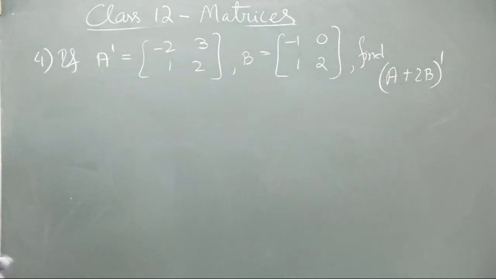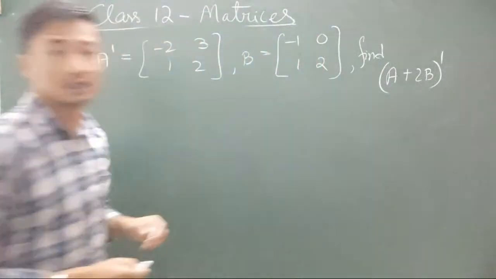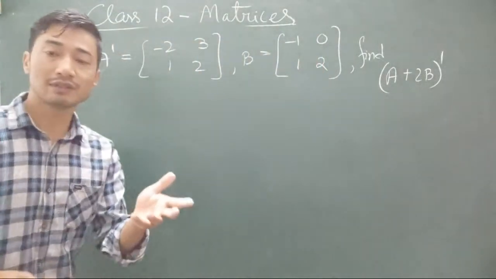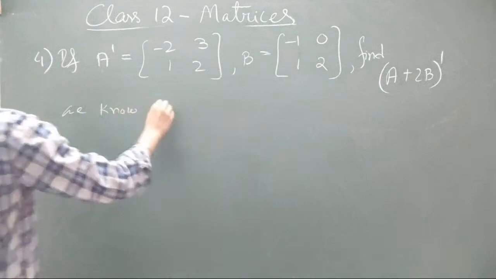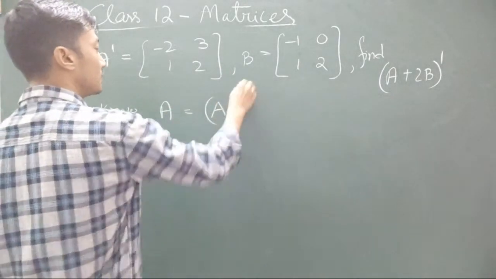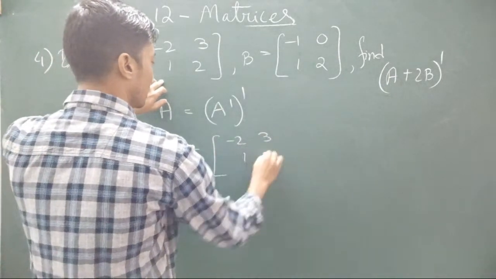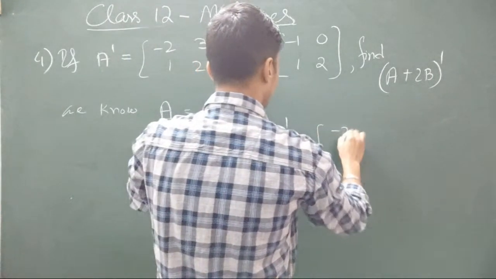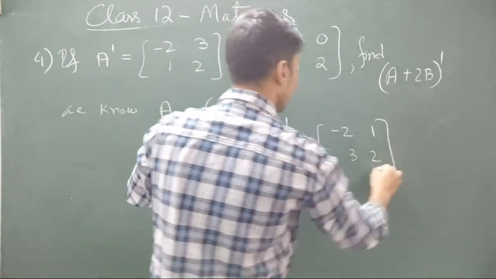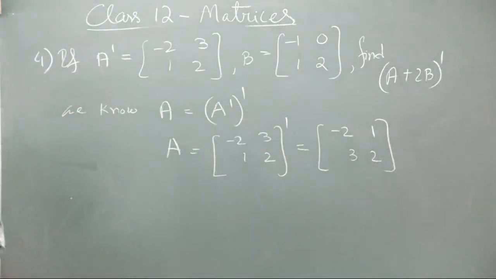So to find out A plus 2B, it's quite simple, but what do we need? We will need the matrix A. You remember the result that I gave you just a few moments ago? How do we find out the matrix A? We know that the matrix A is the transpose of the transpose of the given matrix. So let's find the transpose of this matrix, minus 2, 3, 1, 2. Its transpose is going to be minus 2, 1, 3, 2. This is our matrix A, minus 2, 1, 3, 2.